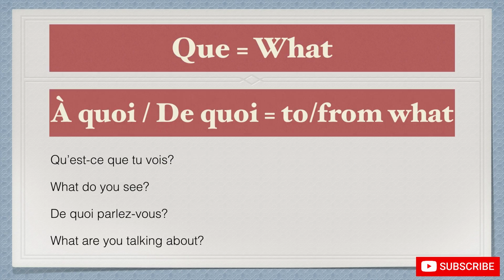And then finally we have what, and what is a little complicated in French. When we're talking about what in a general sense, we would use que or quoi. So que is just when it's what by itself. However, quoi is with prepositions. So we can say à quoi, so to what, or de quoi, from what, or about what, or of what, etc. For example, qu'est-ce que tu vois? What do you see? Or we can also say de quoi parlez-vous? What are you talking about? Or about what are you talking?